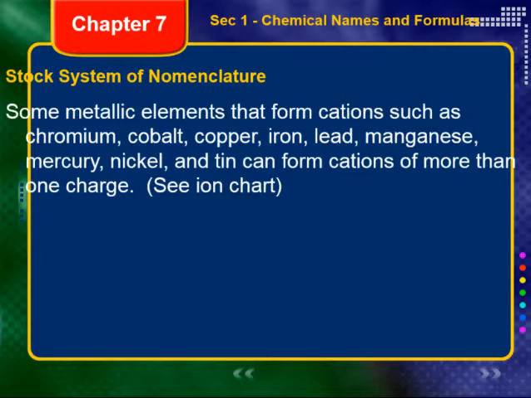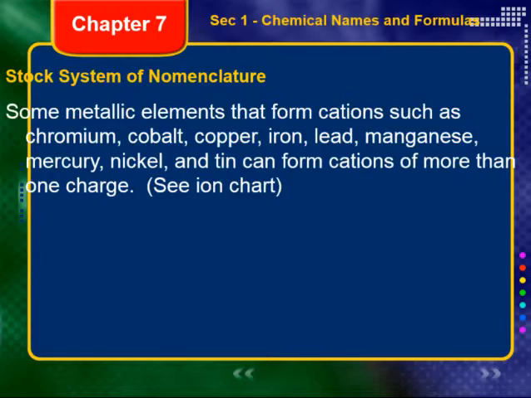All right, there is another system for naming things, and we are going to use this in certain ionic compounds, only certain ones. It's going to happen for most transition metals. So, the Stock system. The reason we have this Stock system is because some metallic elements form cations that have more than one charge.